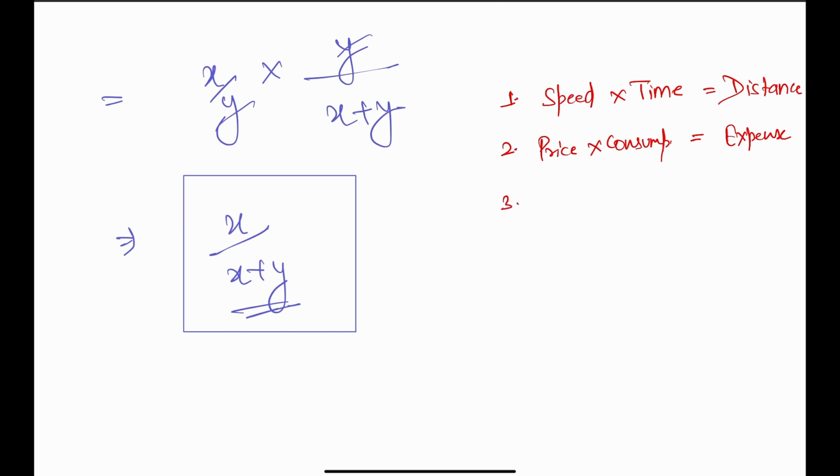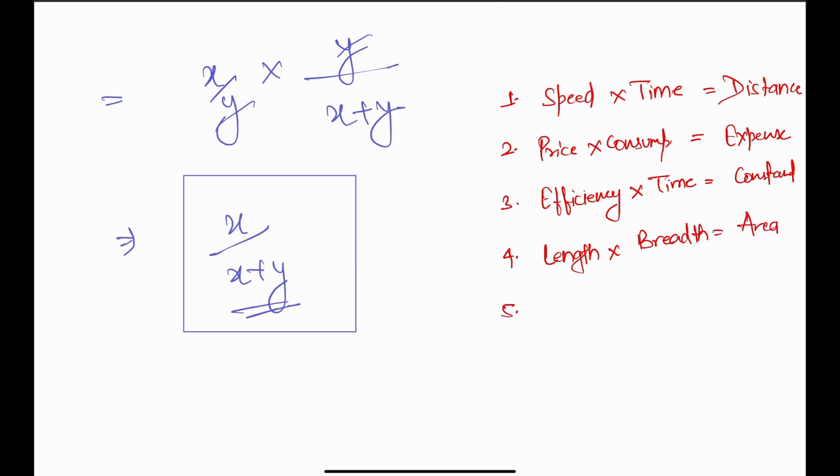Third type can be used as efficiency into time equal to constant. And this is one of the most important. On this domain we can use length into breadth equal to area. Rate into time equal to constant. Average into number of observation will be equal to sum of all observation.